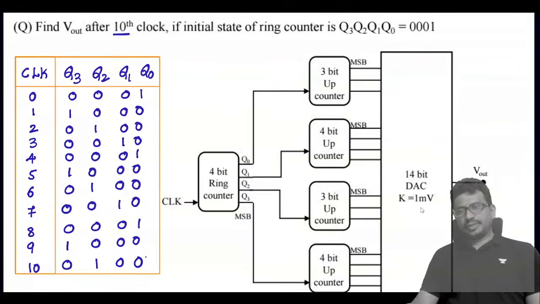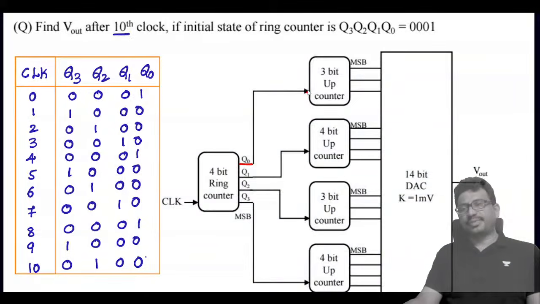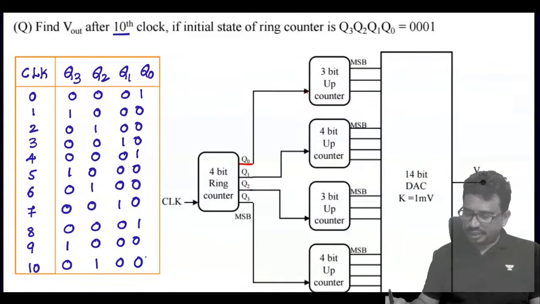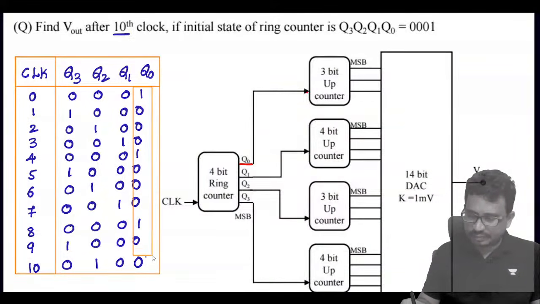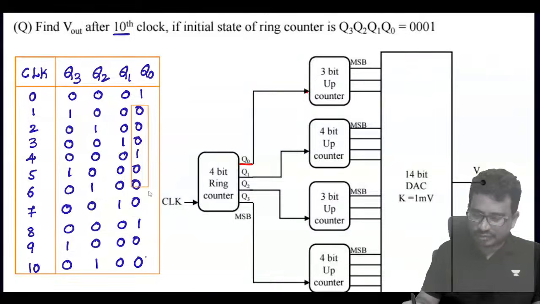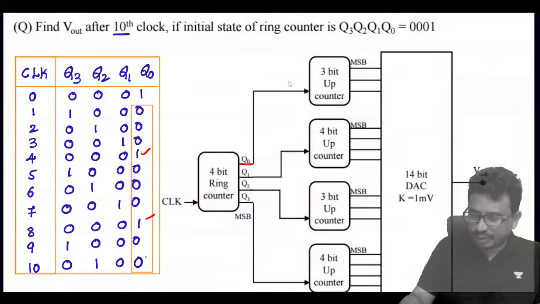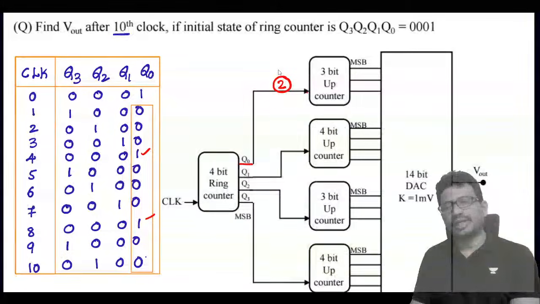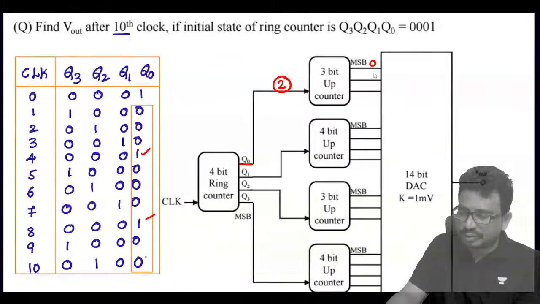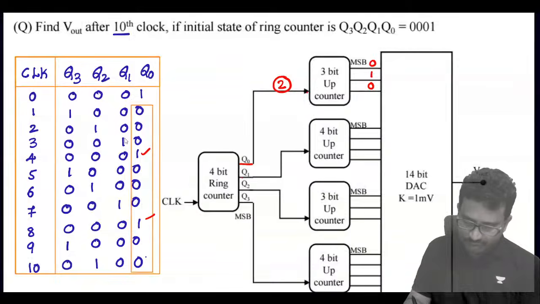Now you see this Q0 is connected to the clock of this 3-bit up counter. So see how many times Q0 is 1. The first one we don't need to consider; from the first clock onwards we need to see. So how many times here? 1, 2. That means 2 clocks are given to this counter, so it will get incremented by 2. The up counter initial value is 0 0 0, so it will go to 0 1 0 after 2 clocks. Next Q1: how many Q1s do you see?